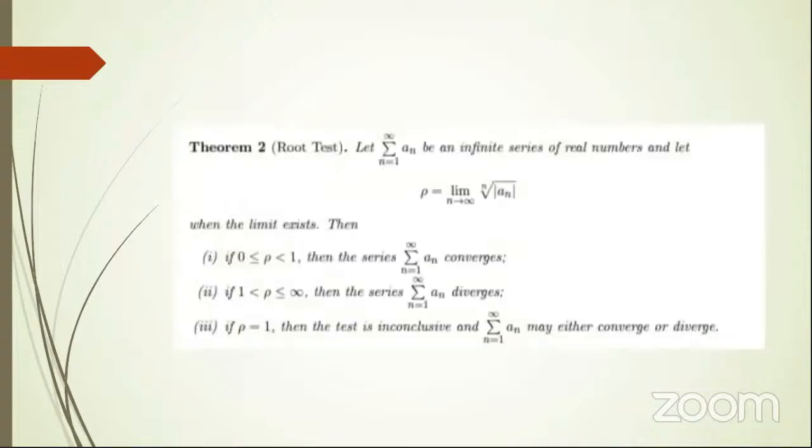And another one would be the root test. Given an infinite series of real numbers and letting rho be the limit, when the limit exists, then if the limit is between 0 and 1, the series converges, and if the limit is between 1 and infinity, the series diverges. And also, if the limit is equal to 1, then the test is inconclusive and the series may either converge or diverge.